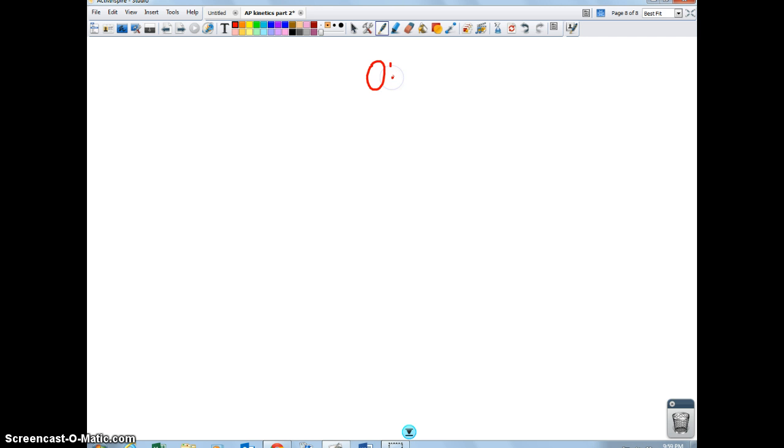So here we go in order. For a zero order graph, what you're going to see is that the concentration of R at time t plotted versus time is going to be a straight line. If that's a straight line, it's zero order, and the slope of the line will be a negative k. All right, negative k for our slope.